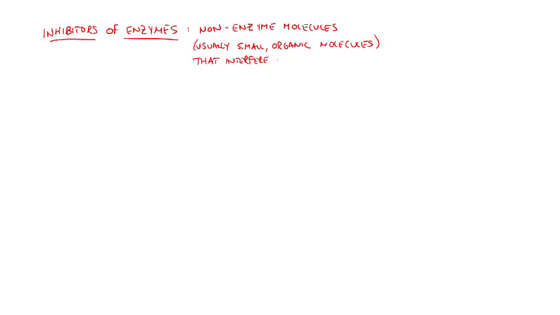So what are inhibitors of enzymes? So these are non-enzyme molecules, okay, usually but not always small organic molecules that interfere with enzyme catalysis somehow. That's a very broad definition.